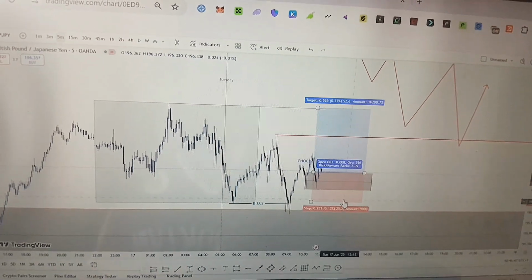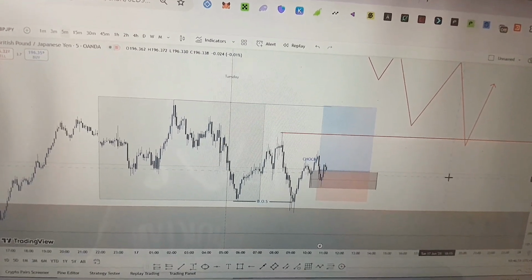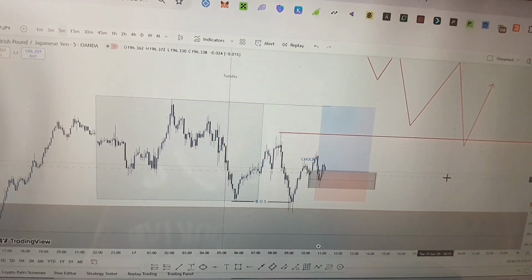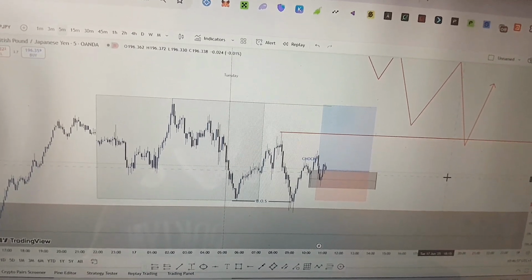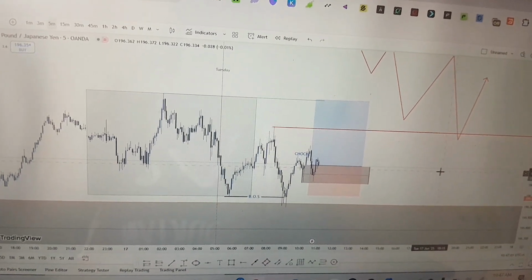Okay, so hope this one is a good one. Let's see. All my confirmation, everything I need is here. So let's see how it plays out. I will definitely update you guys.